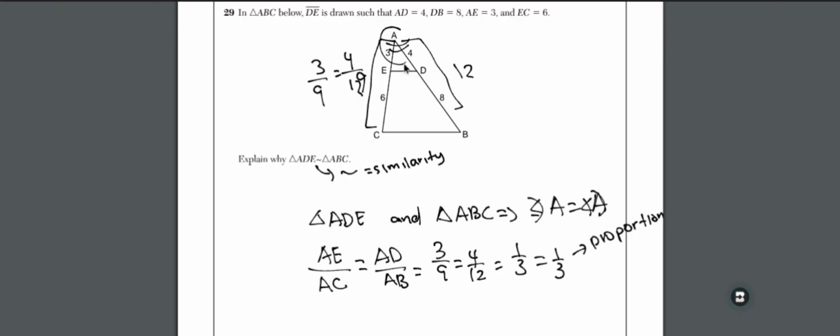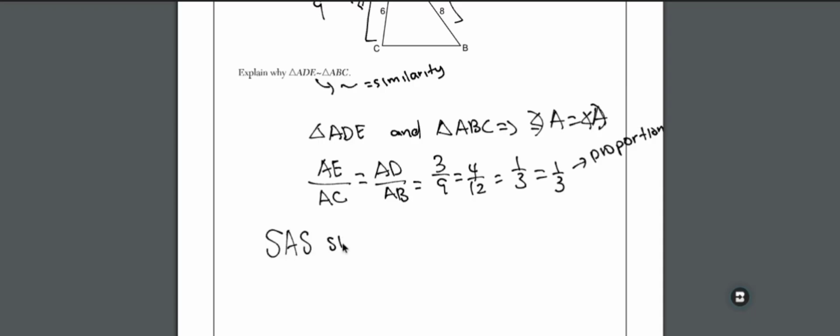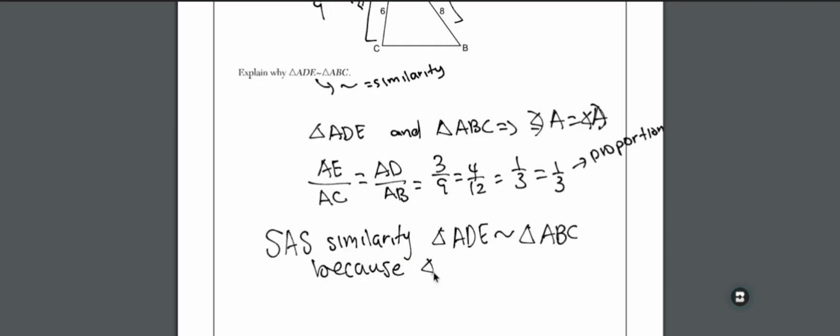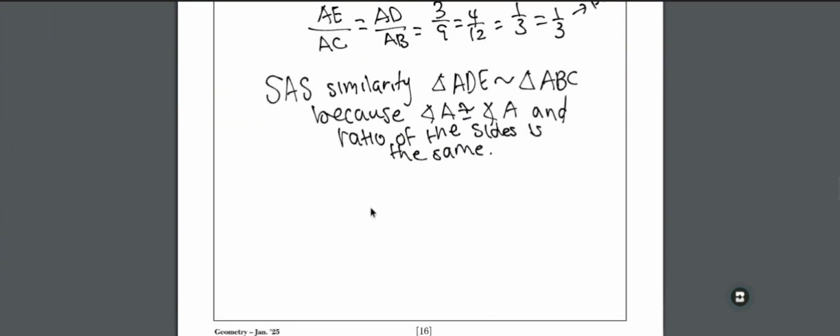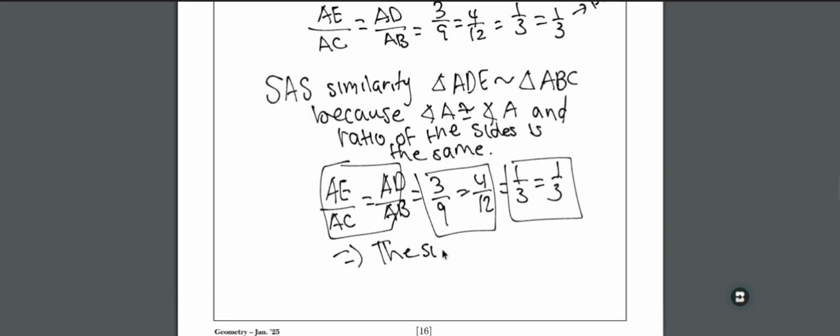So I know that I have an angle that is the same, and I have proportional sides. So according to side angle side similarity, triangle ADE is similar to triangle ABC because angle A is congruent to angle A, and the ratio of the sides is the same. And we can demonstrate that by showing that AE over AC is equal to AD over AB, which equals 3/9 over 4/12, which equals 1/3, which equals 1/3. So this part is this part, which means that the sides are proportional.